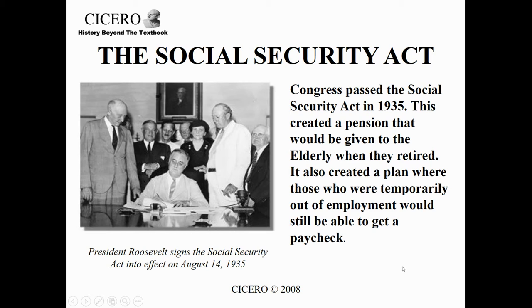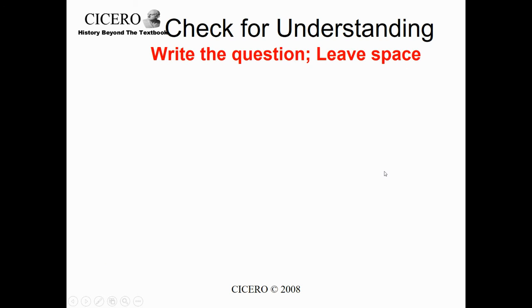I want you to go ahead and underneath where you wrote Social Security Act, draw a line straight across your paper. And underneath that line, you're going to write check for understanding. Write the question and then leave a space for an answer. If we were live, we would be doing this in chat together.